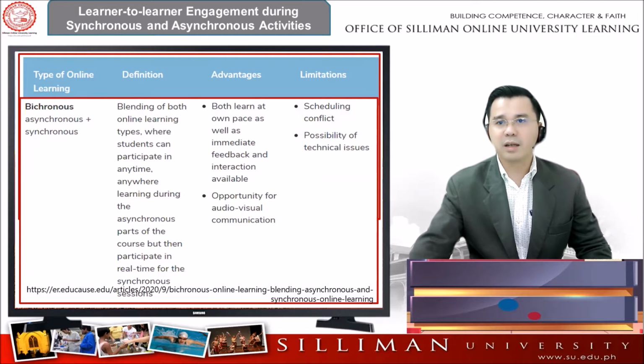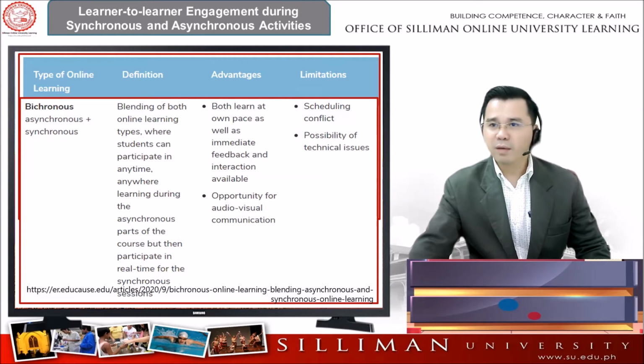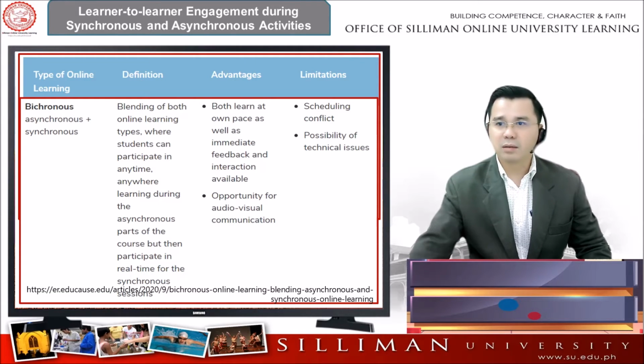At this time, let me share with you the advantages and the limitations of Bi-chronous learning. For the advantages, both learn at own pace, as well as immediate feedback and interaction are available. There is opportunity for audio visual communication. However, two limitations are encountered. One is scheduling conflict, and there is always a possibility of technical issues.